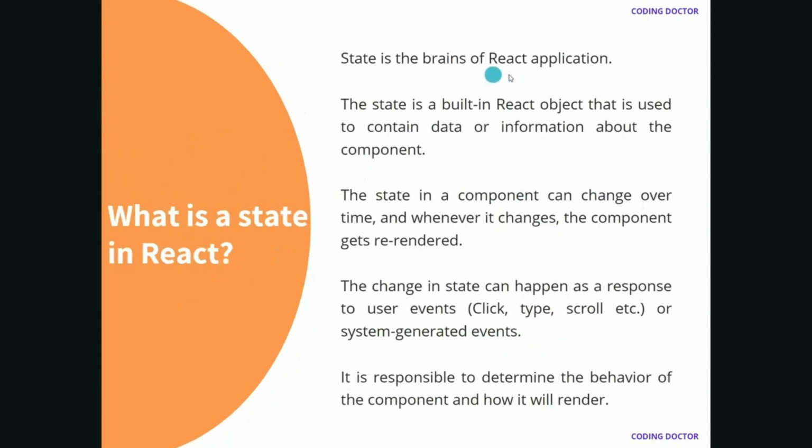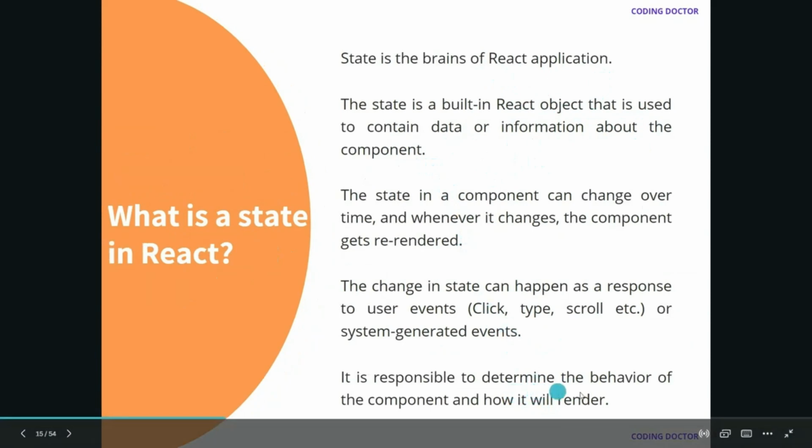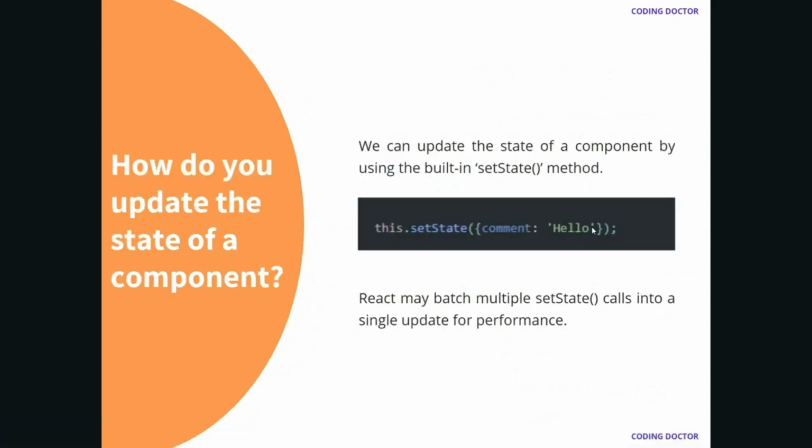State is the brains of the React application. State is a built-in React object that is used to contain data or information about the component. It can change over time, and whenever it is changed, the component gets re-rendered. It is responsible to determine the behavior of the component and how it will render. Next question is, how do you update the state? To update the state, we have a built-in method called setState.